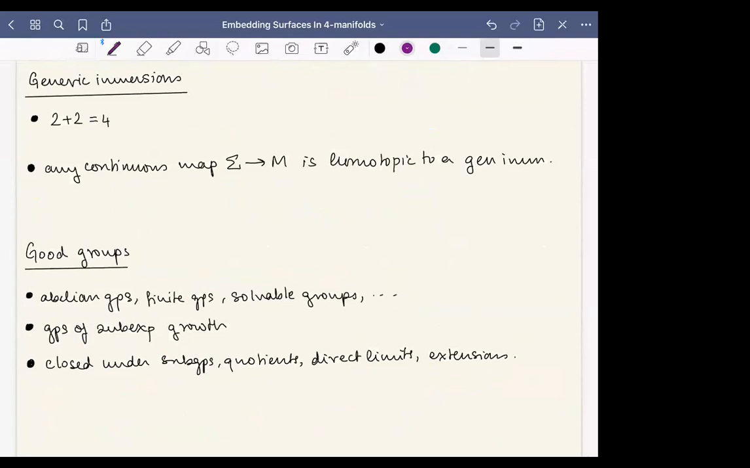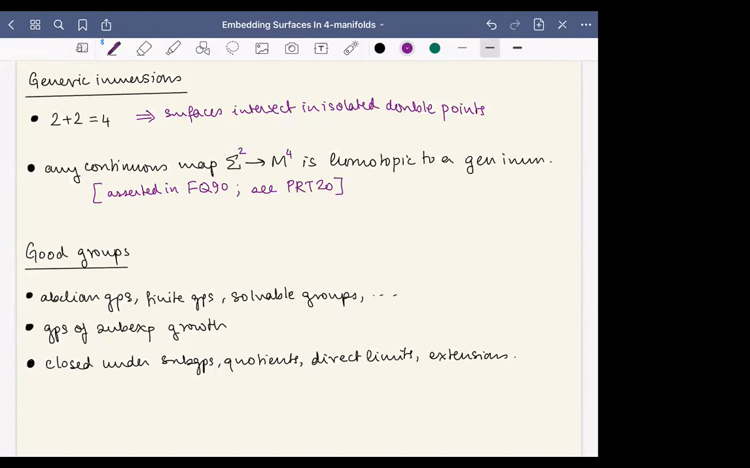So generic immersion, what that means is, well, 2 + 2 = 4. So in this category, this means that my surfaces intersect in isolated double points. And it turns out that any continuous map of a surface into a four-manifold is homotopic to a generic immersion. So I'm not asking for a lot when I specify generic immersion. This fact was asserted in Friedman and Quinn, the book, and you can also find some details in the recent paper of Mark and Peter and myself. So this condition is not very strong, not very restrictive.